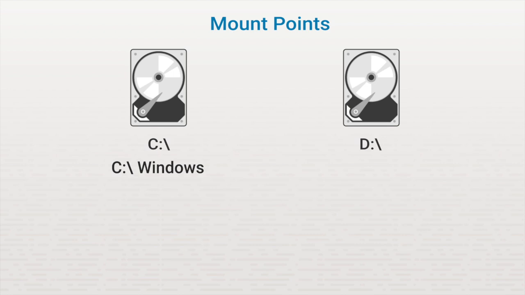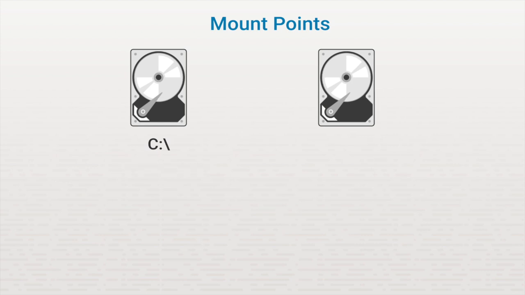In this video, we'll learn how to add space to an existing volume when it becomes full. One solution to our problem is to use a mount point. With a mount point, I install a new hard drive. Then, using the free space on that hard drive, I create and format a partition, but I don't assign a drive letter to it.